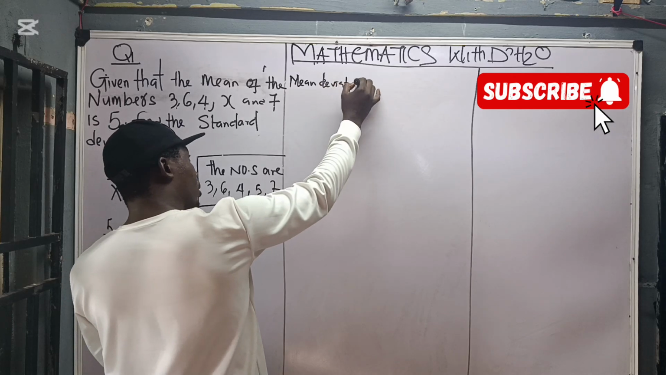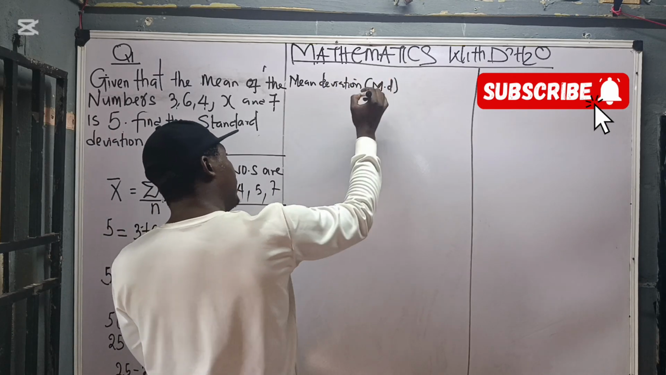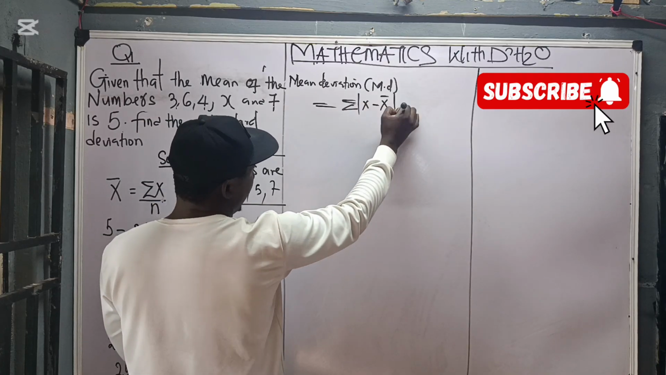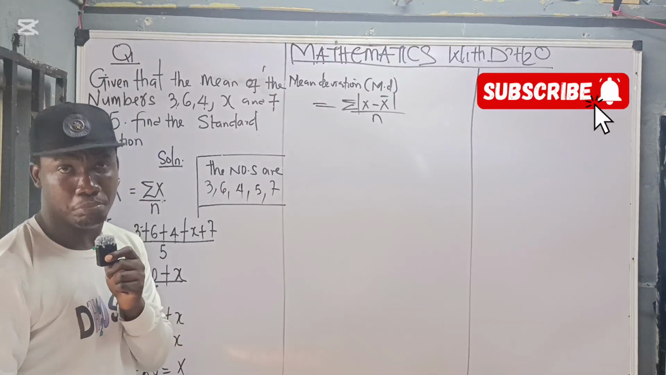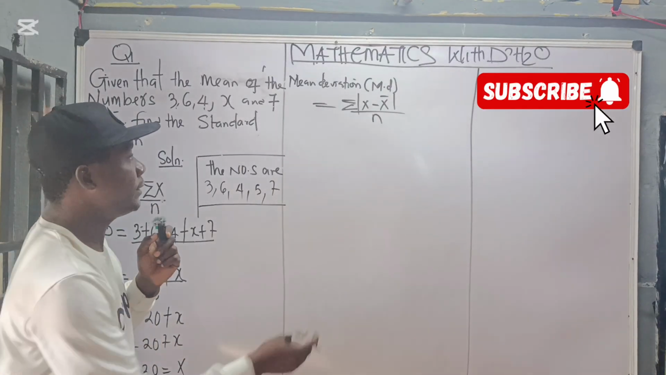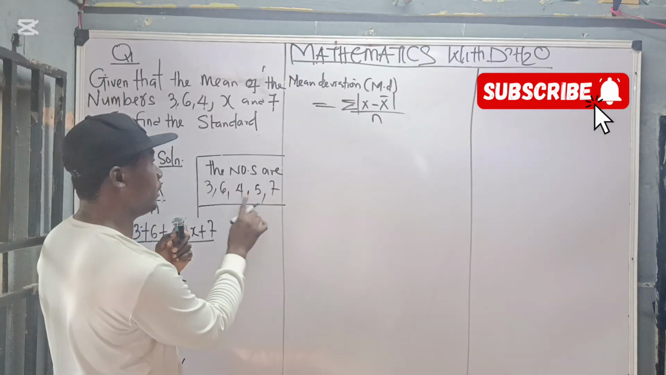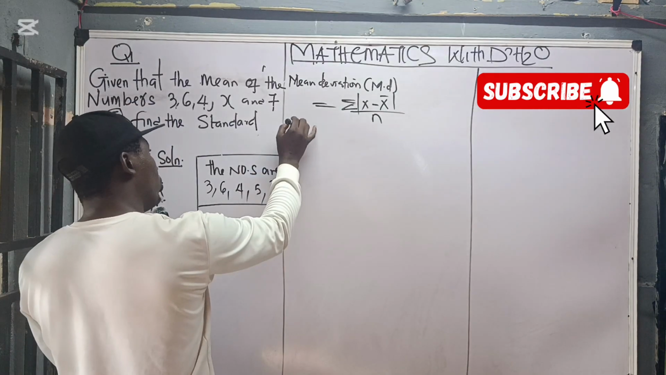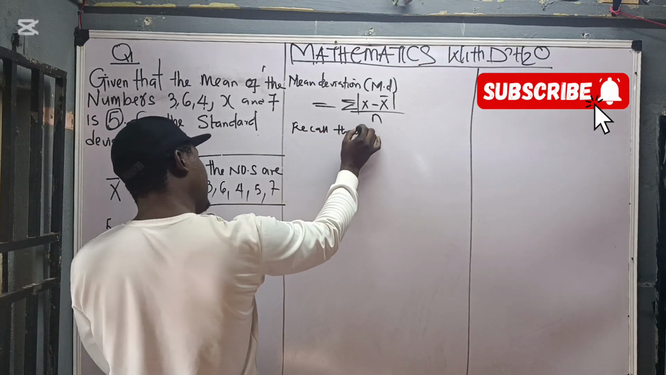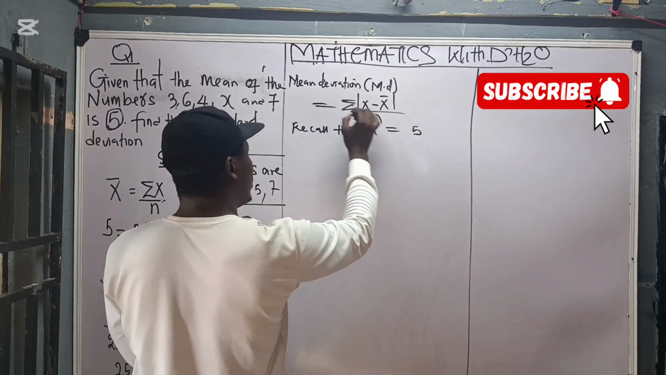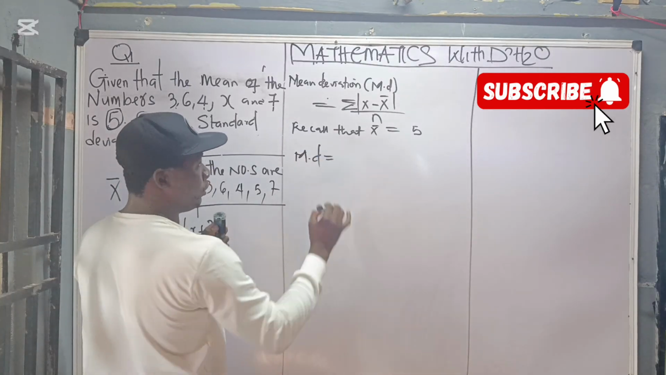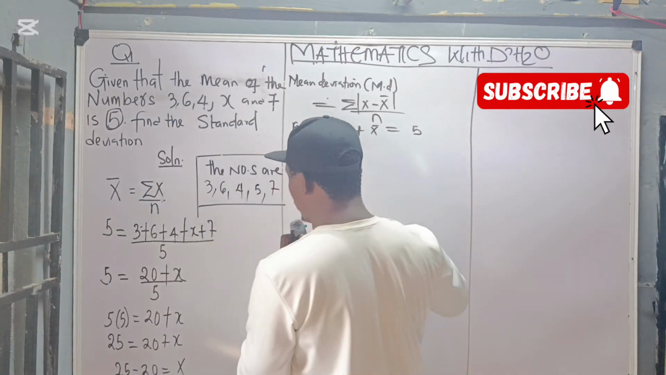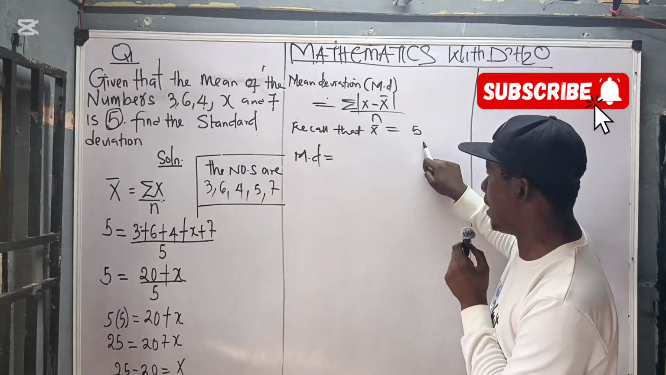Mean deviation. Your mean deviation, which is MD, is equal to the summation of the absolute value of x minus x bar, over n. That's your mean deviation. Do you understand? So this x signifies all the numbers here. What was the mean given to you? 5. So recall that the mean is equal to 5. So what do we do? This is how to solve it, please. Our mean deviation will be each number minus your mean.